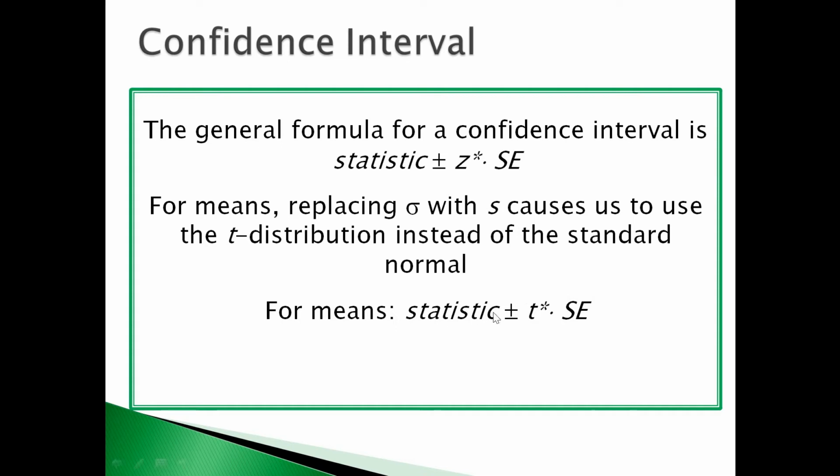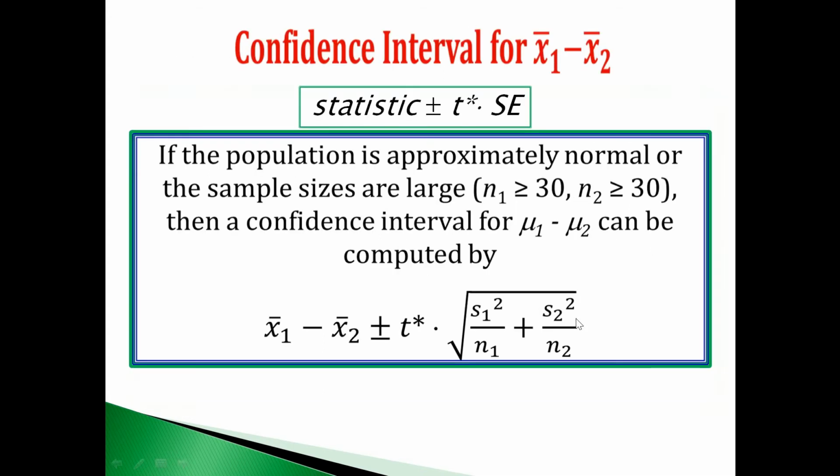It will be statistic plus or minus. Again, instead of z star, we will use t star times SE. So if you want to write it down, make sure you write down this formula. This is the statistic, which is the difference in means, plus or minus t star times the new formula for the standard error. Keep in mind that both sample sizes need to be larger than 30.